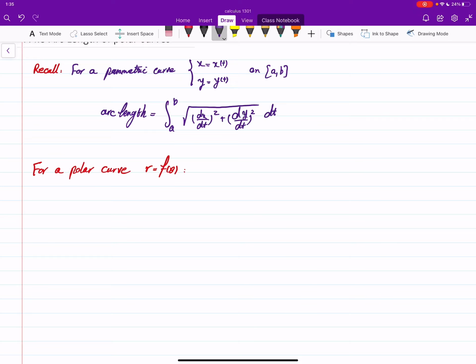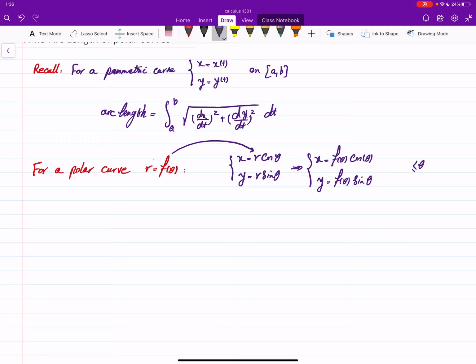We can turn this into a parametric curve by considering that x is r cosine theta, y is r sine theta. Since r is given as a function of theta, I can replace it and write x completely in terms of theta and y in terms of theta. And let's say we are considering theta going from A to B. Now, the parameter here is theta, and we want to find dx d theta, square it. We want to find dy d theta, square it, and add them, then find the square root. Let's just go ahead and do this one.